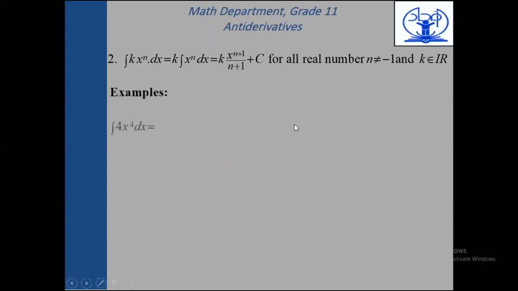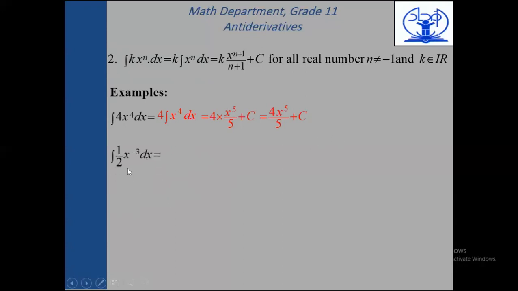Examples. What is the integral of 4 times x to the 4? Since this 4 is a constant multiplied by x to the n, you can get it outside and you integrate x to the 4, which is x to the 5 over 5. So the final answer is 4x^5 over 5 plus c.